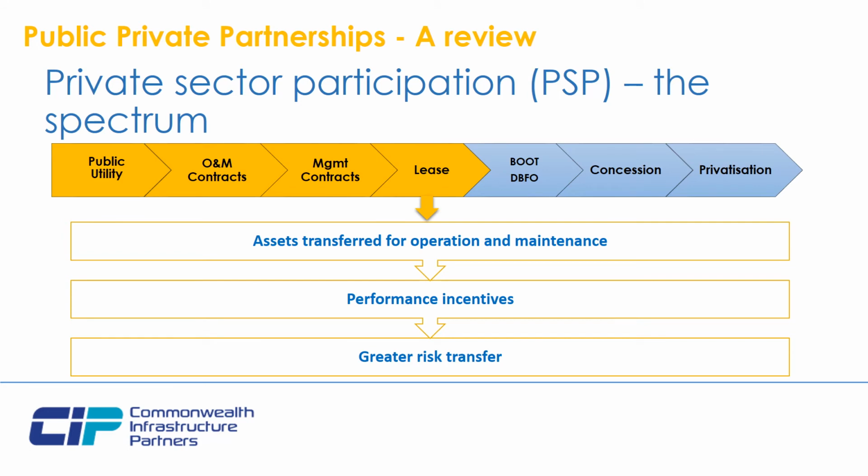So for a certain specified period of time, all the assets and operations for that entity are transferred to the private sector, to a company. They will be given performance incentives for the way that they run that entity. And generally speaking, after that period of time, after the lease has expired, then the asset will be transferred back to the public sector. But we see a factor here, greater risk transfer.